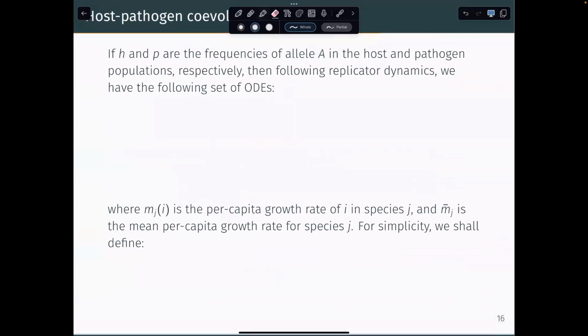Okay, so what we're going to do is we're going to define H and P to be the frequencies of allele A in our host and pathogen populations, respectively. So H is the frequency of allele A in the host. P is the frequency of allele A in the pathogen. And we're going to follow replicator dynamics. We talked about replicator dynamics when we first started going into adaptive dynamics. We can apply them in population genetics as well. Okay, so it's essentially the same equations that we've seen before. The frequency of allele A in the host population is going to change according to dH/dt.